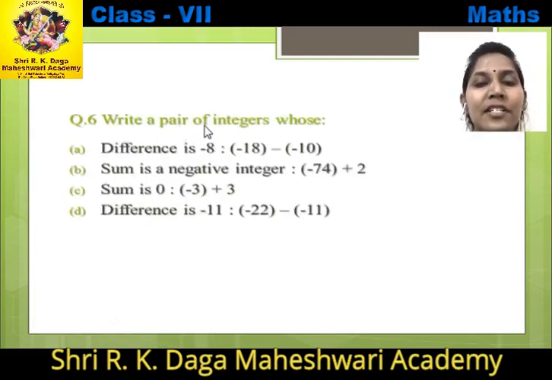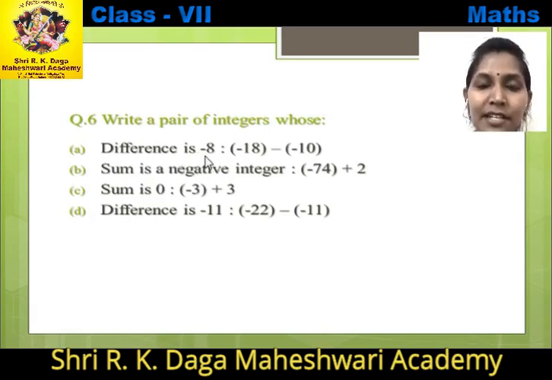Now question number 6, write a pair of integers whose difference is minus 8. Here you have to write just two integers, difference of which is minus 8.